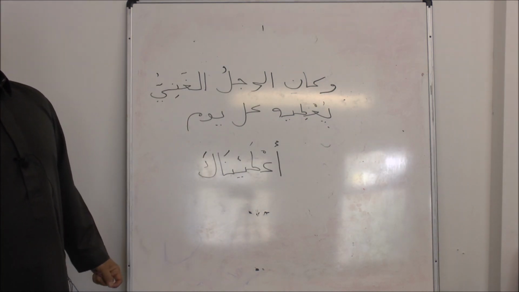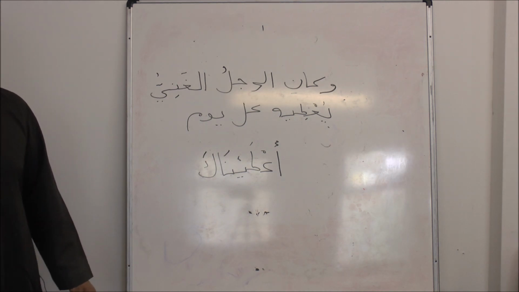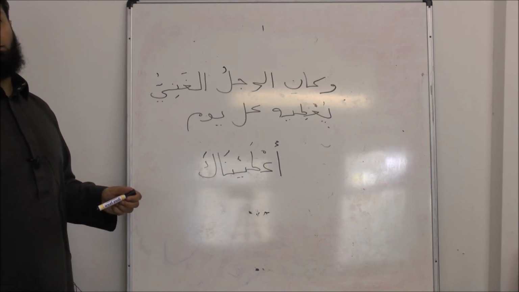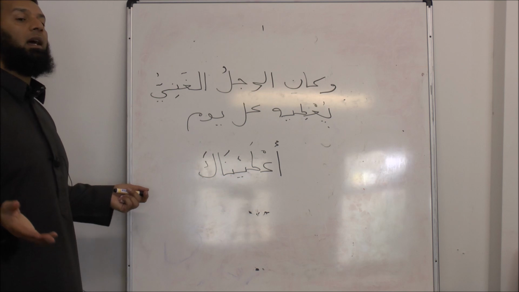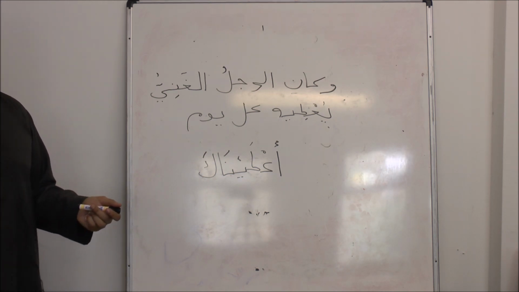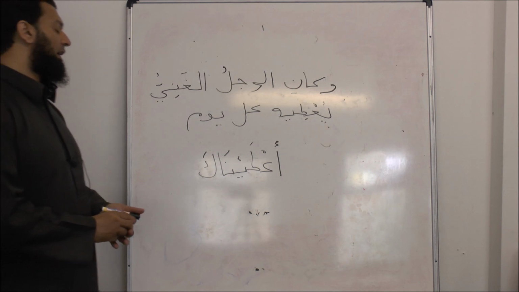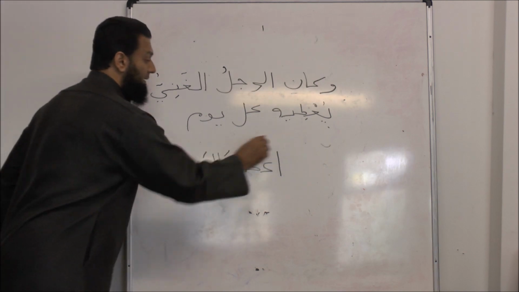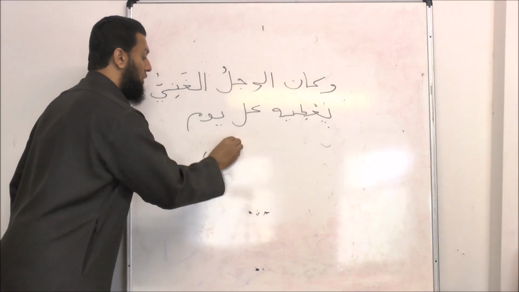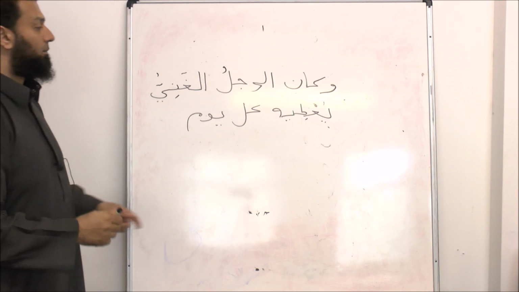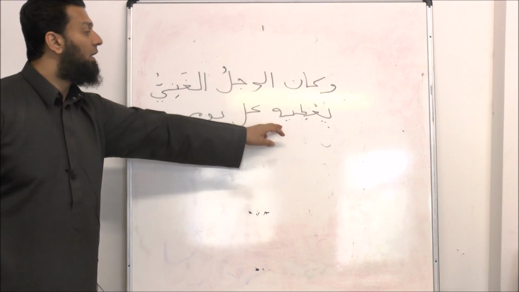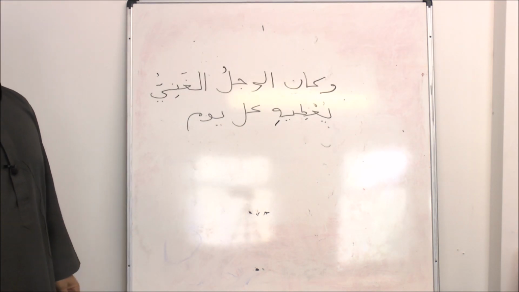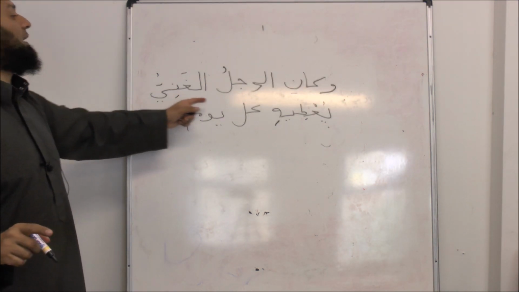أعطيناك. What does that mean? You gave me? No. We gave to you. إنا أعطيناك الكوثر. A very common verb is أعطى. That's the past. The present of it is يعطي. But this is يعطيه. So what does that mean? Gave him. وكان الرجل الغني يعطيه.